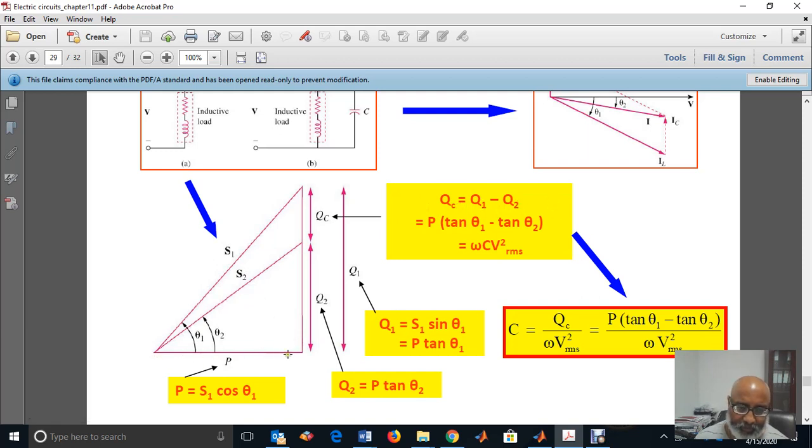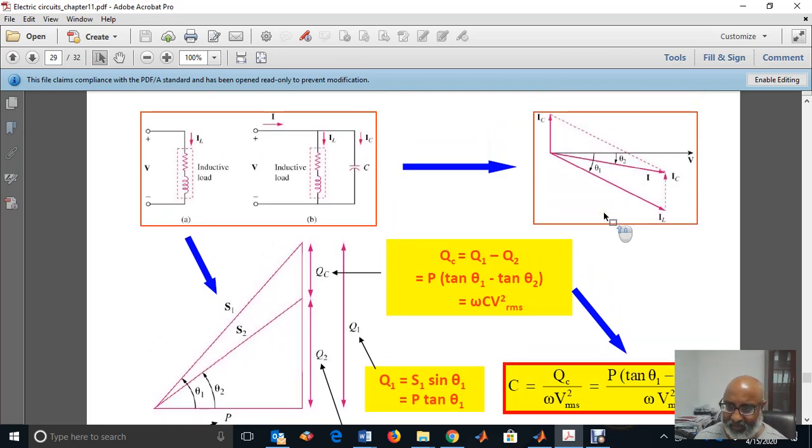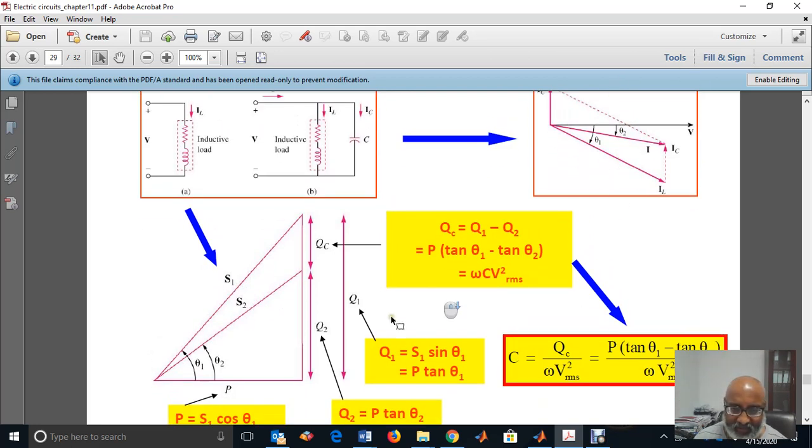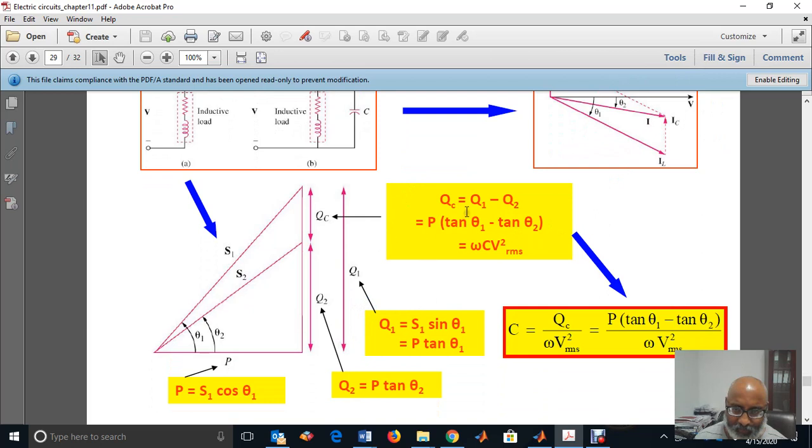But what about P? P doesn't change. The real power doesn't change. So now the resultant vector S2 is smaller than S1, as you see, which means the current will reduce and our electricity consumption will reduce. This is from the power triangle point of view.